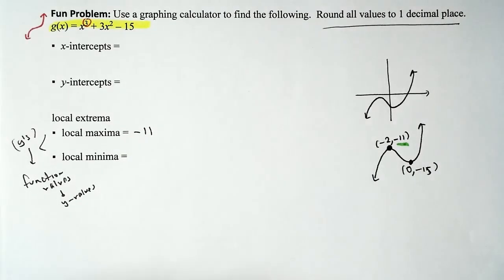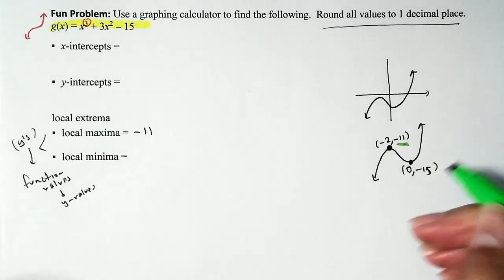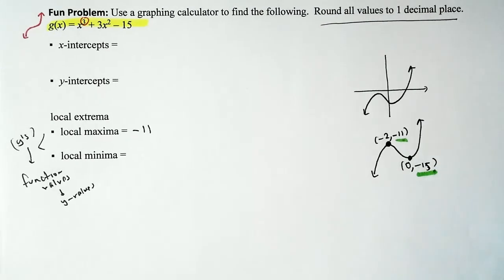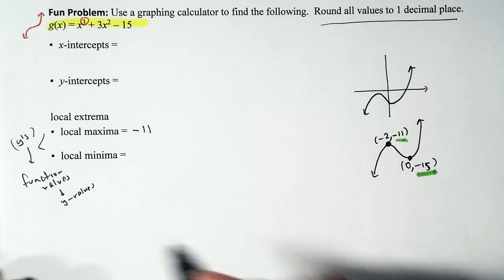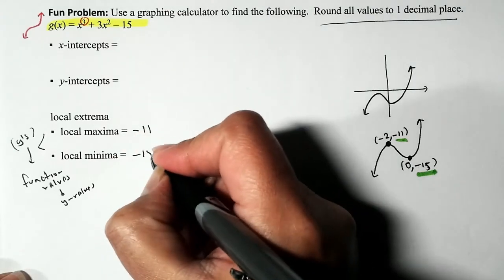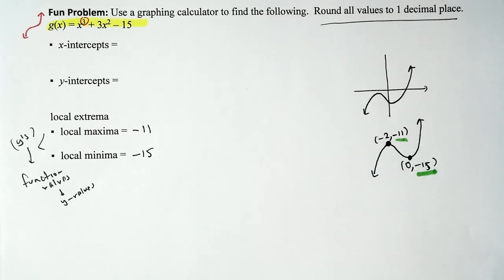Local minima, or you'll hear me say local min. So what is the local minimum value? At this low point, the local minimum function value is negative 15. So the moral of the story is that we have a local max of negative 11 and a local min of negative 15. Fantastic. So we're just 2 short questions to go.